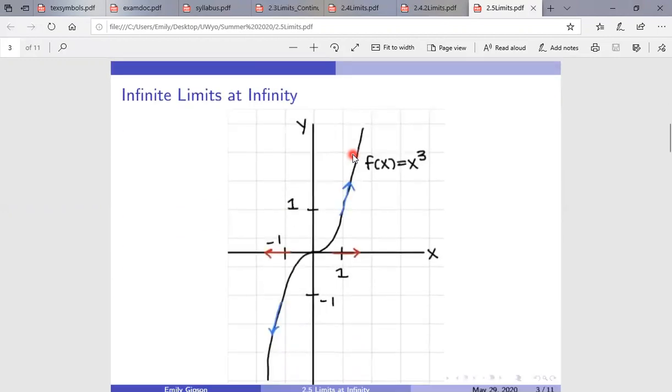So let's start out again with this graph of the function f of x equals x cubed. We see that as x approaches positive infinity, the value of our function also approaches positive infinity. And as x approaches negative infinity, the value of our function also approaches negative infinity. So that's something that we're going to be looking at.